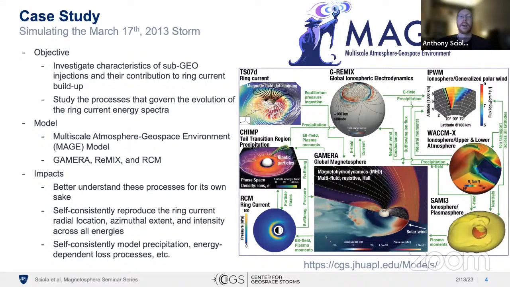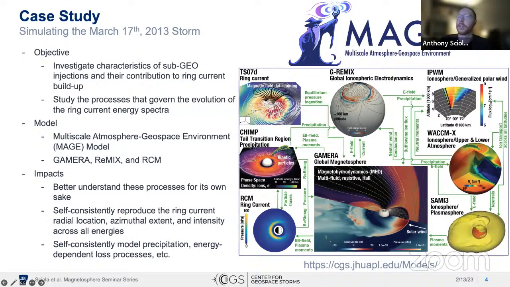last week. And we're not using all the models here on the right, just the Gamera MHD model, Remix for the ionosphere, and then RCM for the inner magnetosphere. And so we're doing this both to understand those questions that we just talked about, but also from the perspective of a highly coupled geospace model.